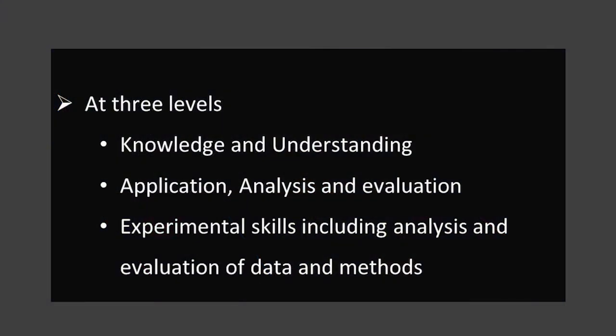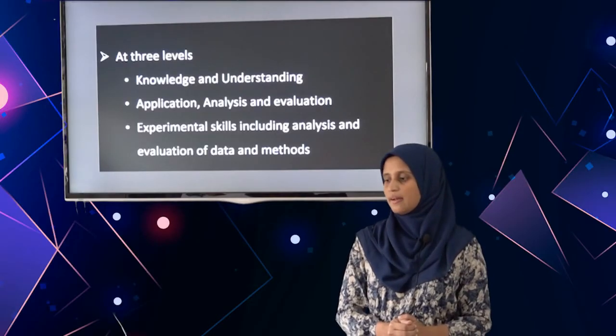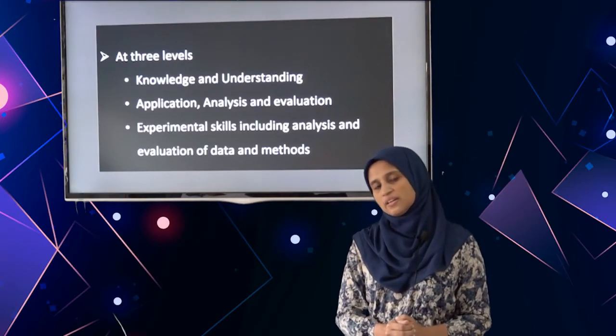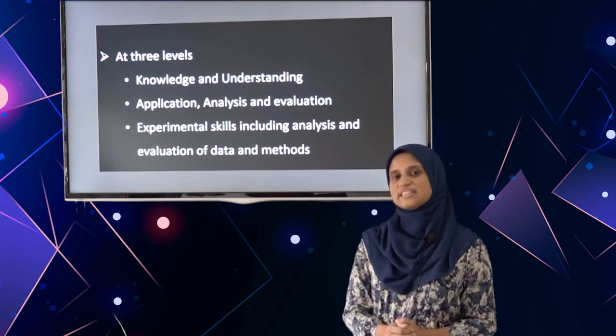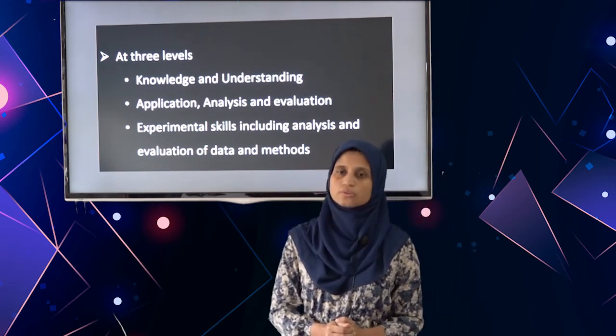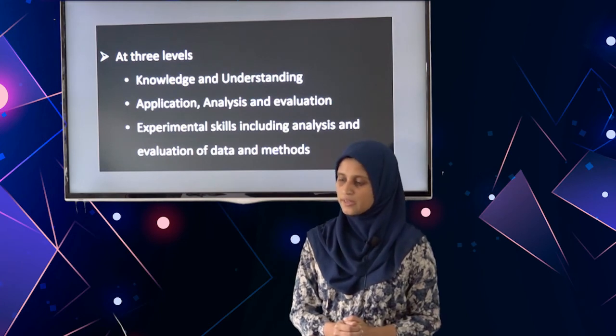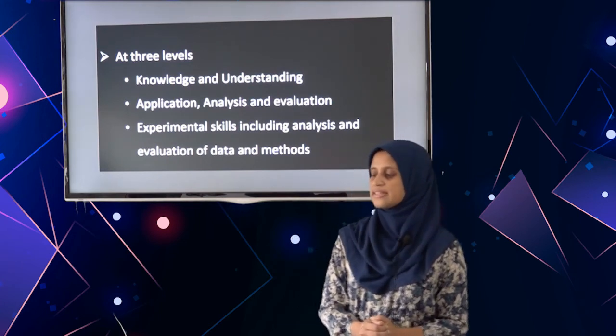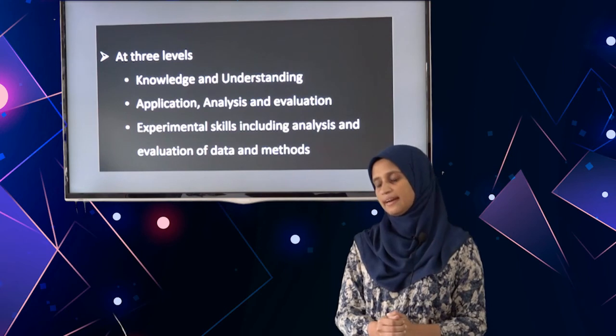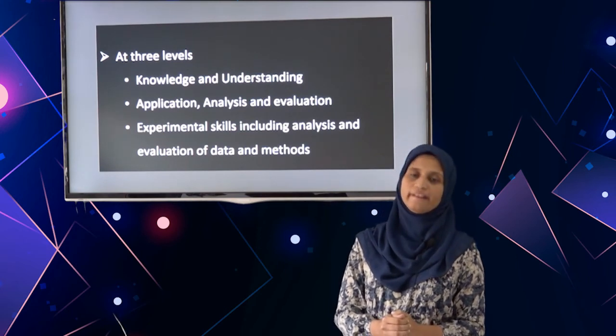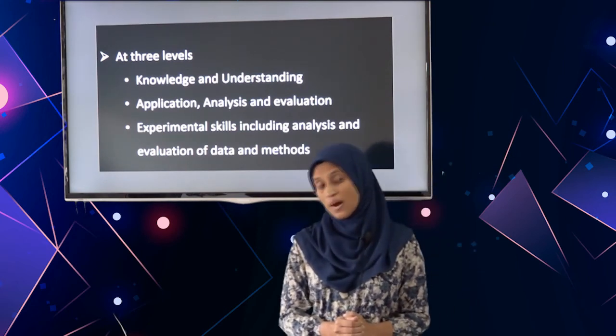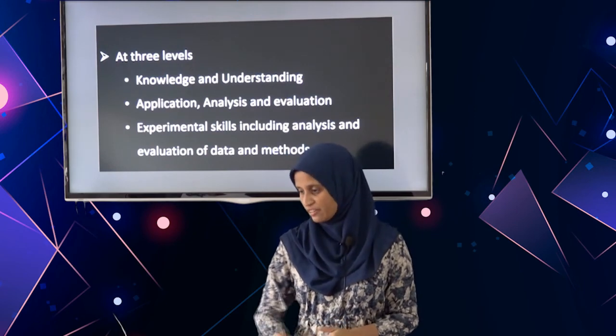And the last objective there is experimental skills, including analysis and evaluation of data and methods. This objective is normally tested only in the Unit 3 and Unit 6 papers. Application, analysis and evaluation, and also knowledge and understanding are there to some extent in the Unit 3 and Unit 6 papers. However, the majority of the knowledge tested and the application, analysis and evaluation comes in the content-based papers, which are Unit 1, Unit 2, Unit 4 and 5.